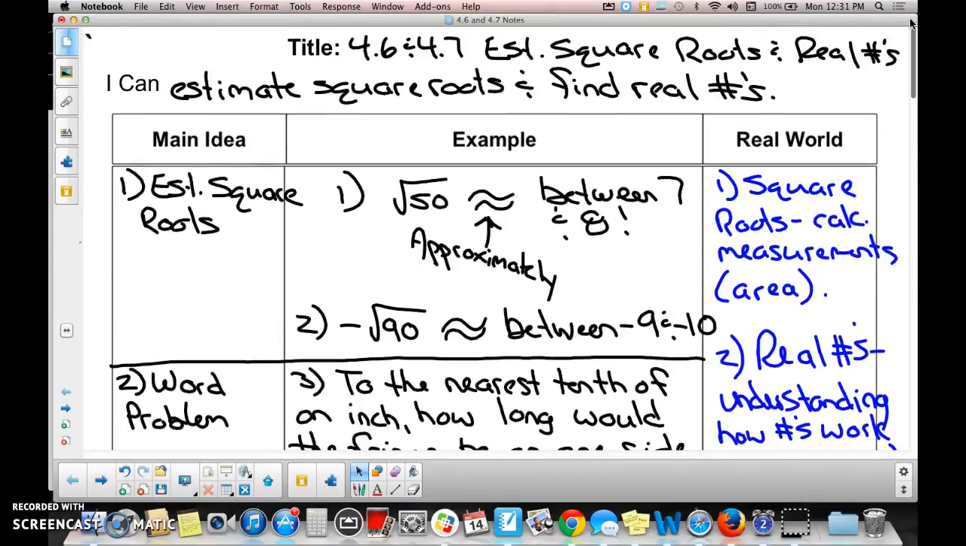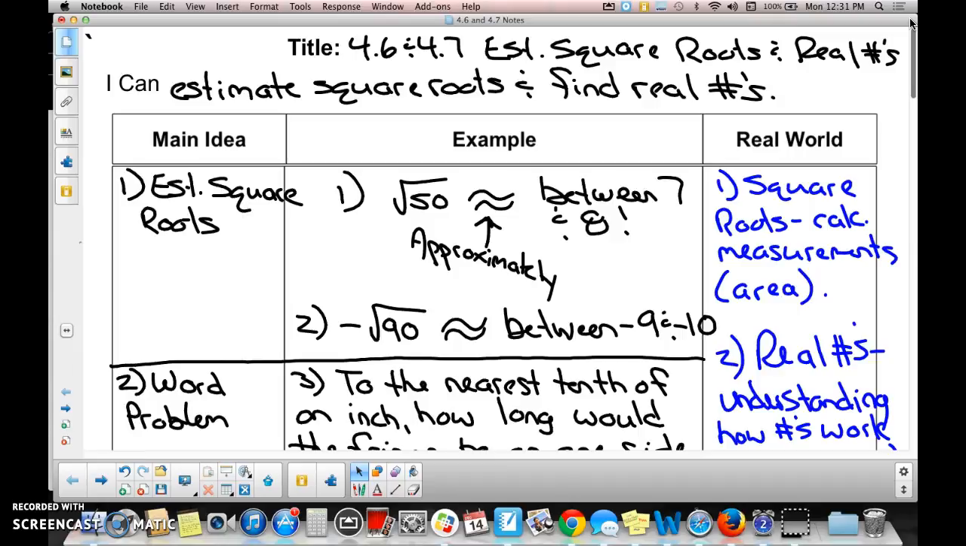All right, 2 lessons in 1, you guys. 4.6 and 4.7. We're estimating square roots, and we were dealing with real numbers. So what can you do? What can you now do, Chris? I can find estimated square roots and find real numbers. You can estimate square roots and find real numbers.